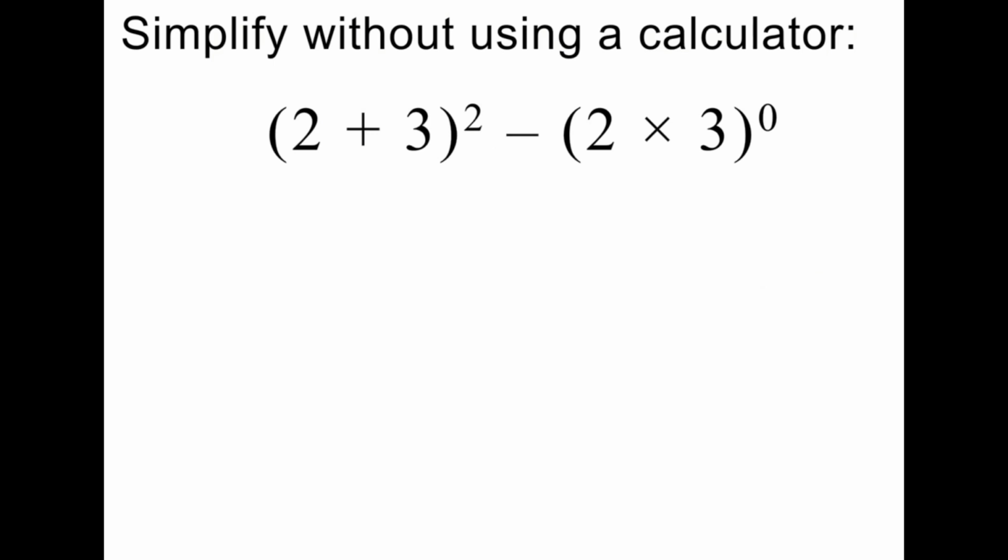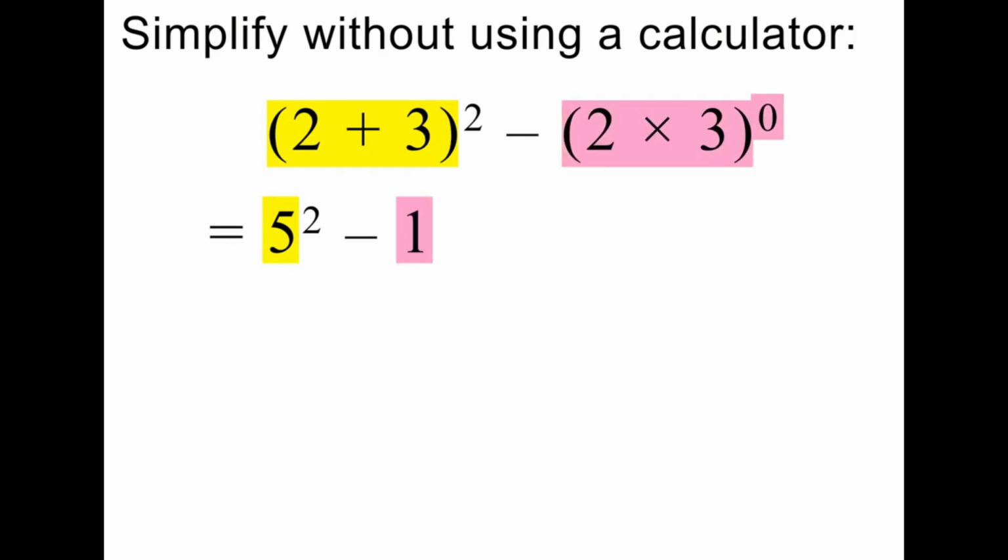Please pause and try the next example on your own first. I hope you remembered BODMAS. In other words, we first need to add inside the brackets. The second term is just 1, because anything to the power of 0 is 1. 5 squared is equal to 25. And 25 minus 1 equals 24. How did you do?